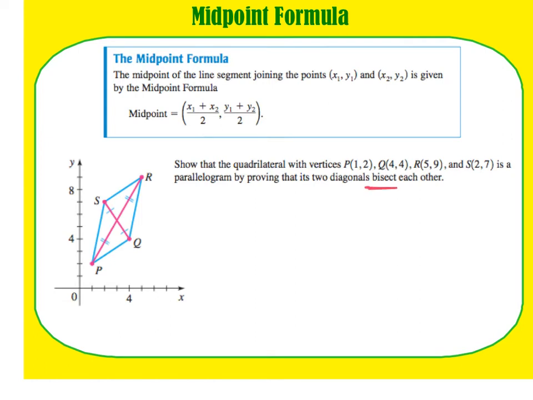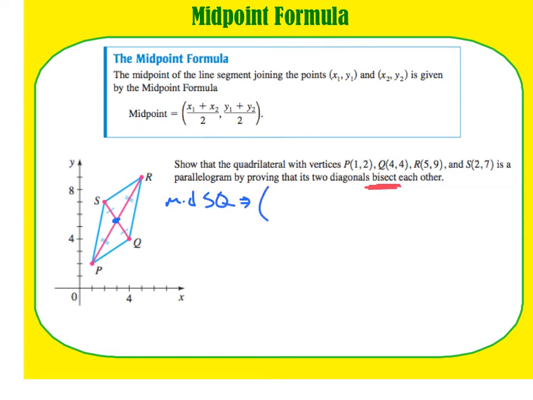All right. Does anybody remember from geometry what bisect means? Cut into 2 equal parts. Yeah, good. So we need to figure out if the midpoint is the same. And if the midpoint's the same for those two diagonals, then it's a parallelogram. Which one do you want to find first? RP or SQ? SQ. So we're going to find the midpoint of SQ.